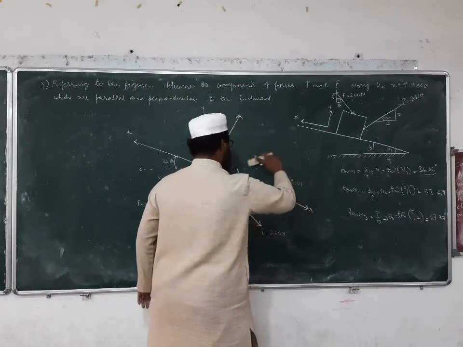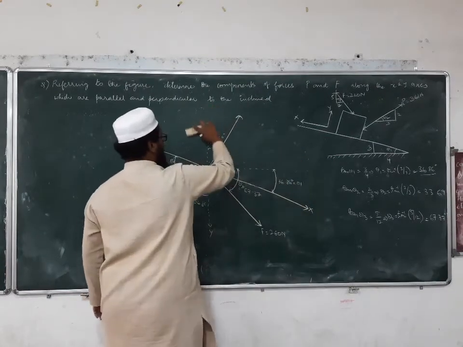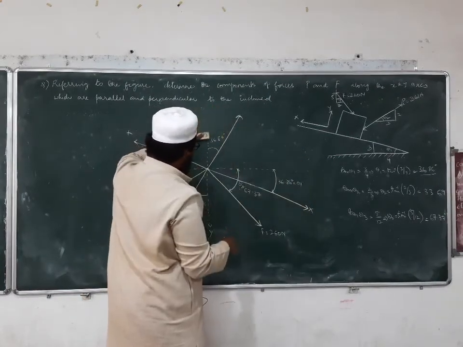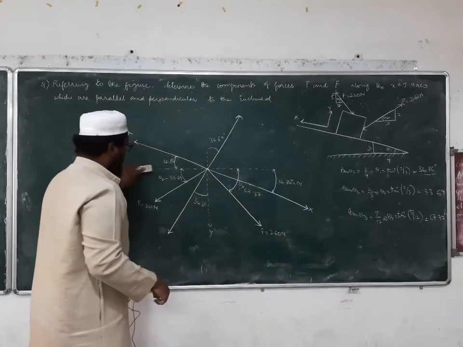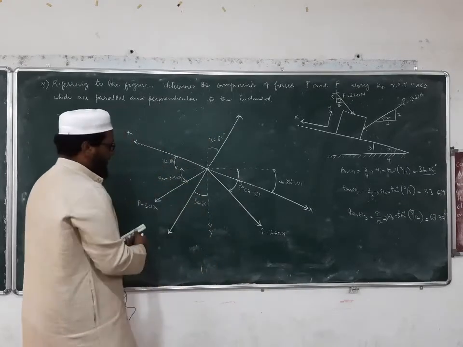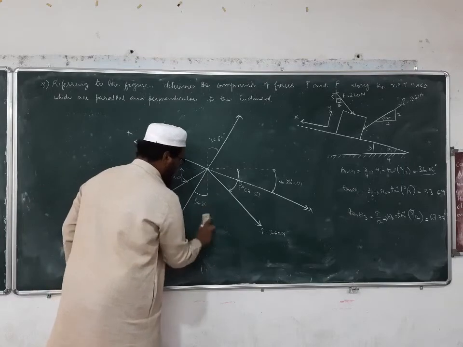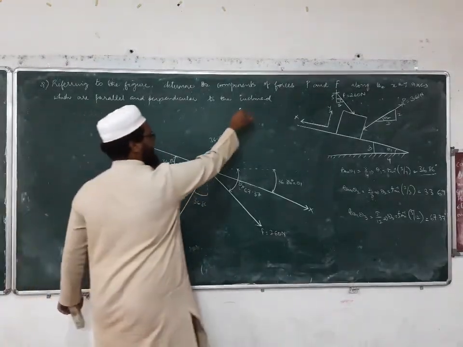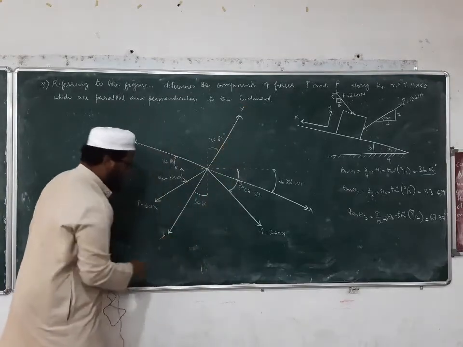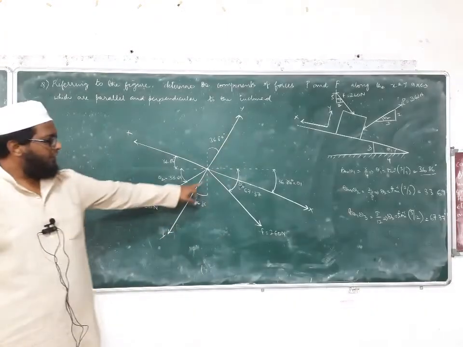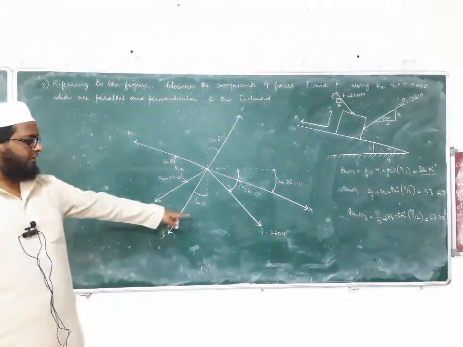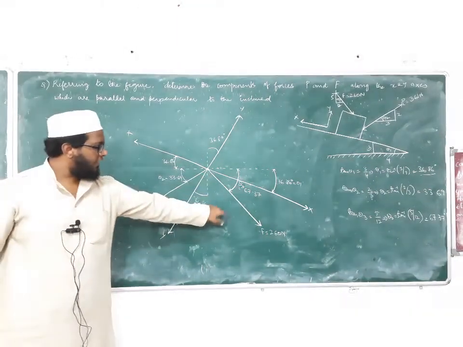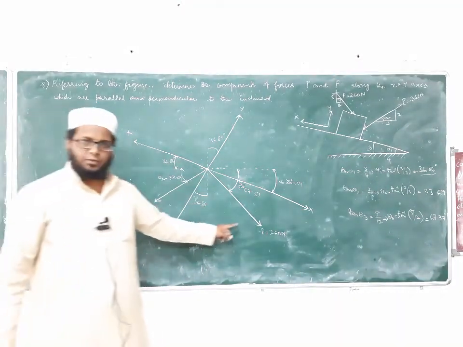Now I will remove my original x and y axis, that is this one. You don't erase it, you try to draw another figure. Now you see how the figure is looking. This is your y axis. Now you tell me in which quadrant our force F is acting. It is acting in fourth quadrant.